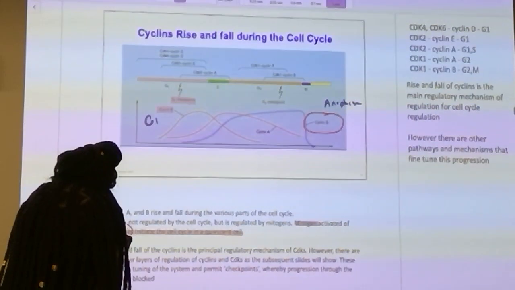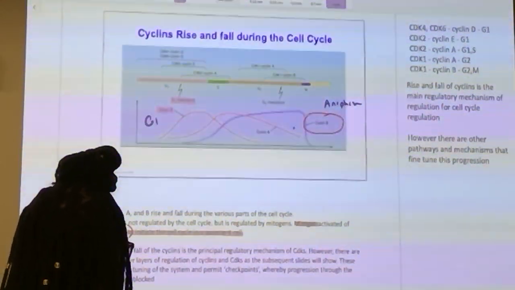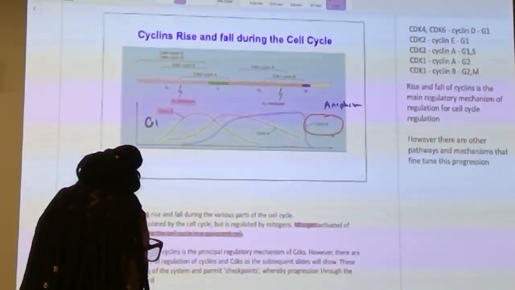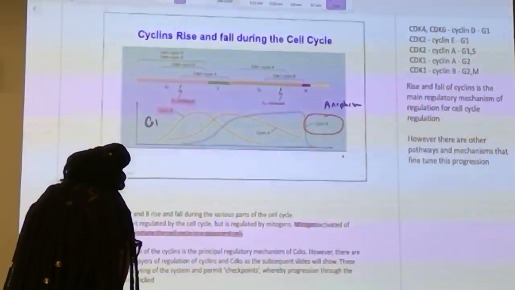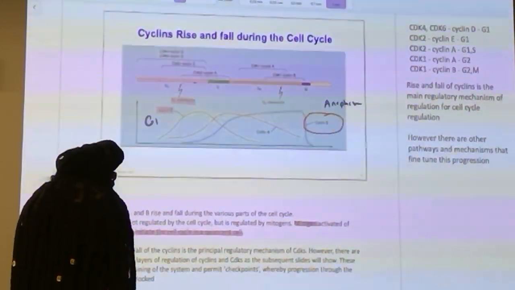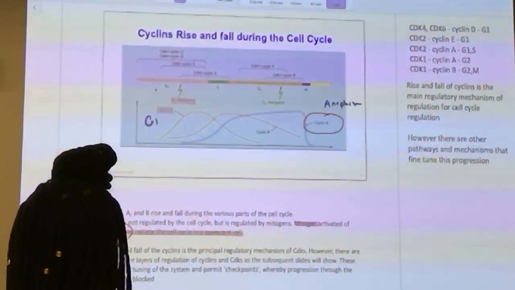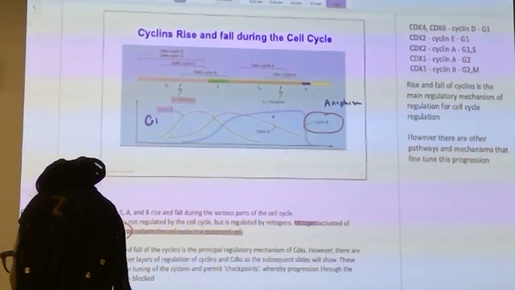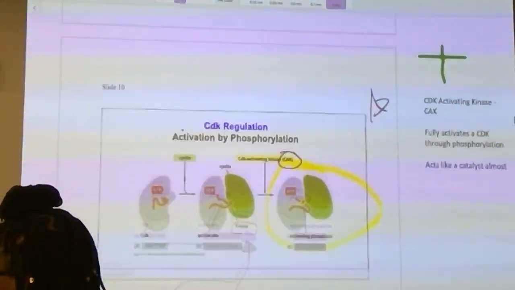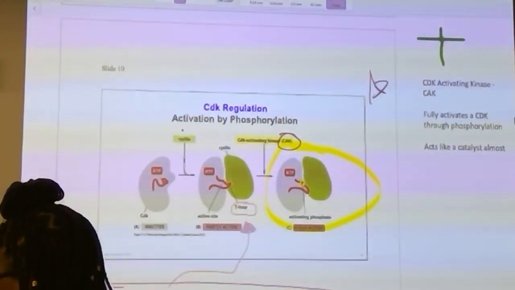Cyclin B. D for mitogens. D for delta for mitogens. Yes. B as in bunny. Cyclin B. D is for mitogens, sorry. Okay, so cyclin D promotes G1.